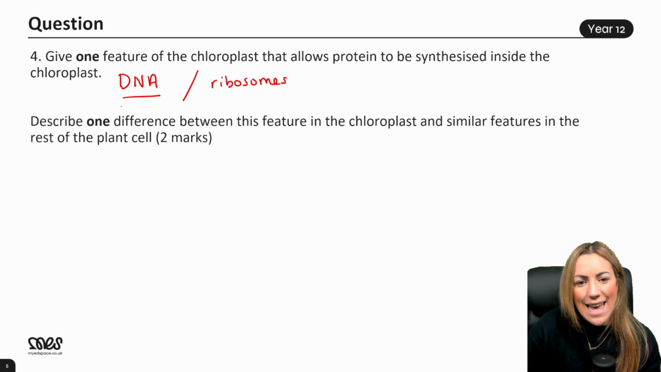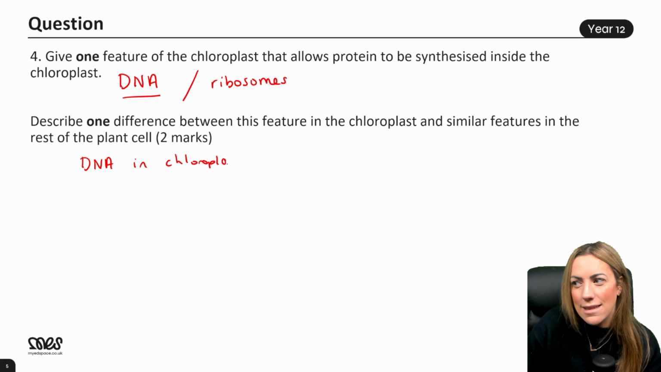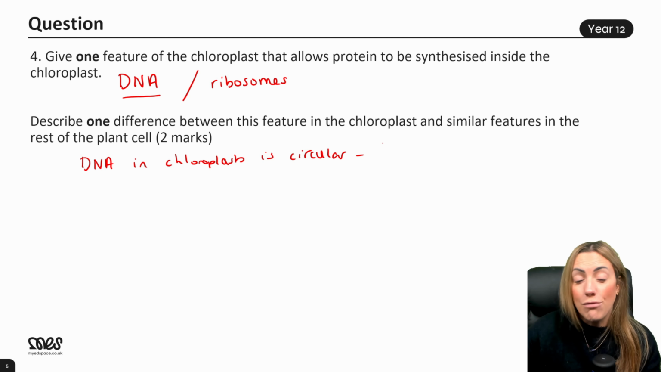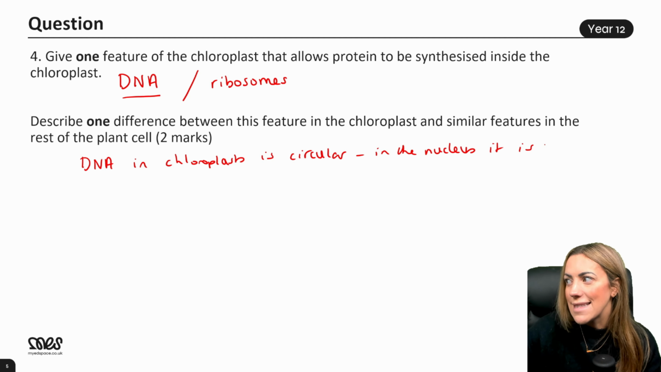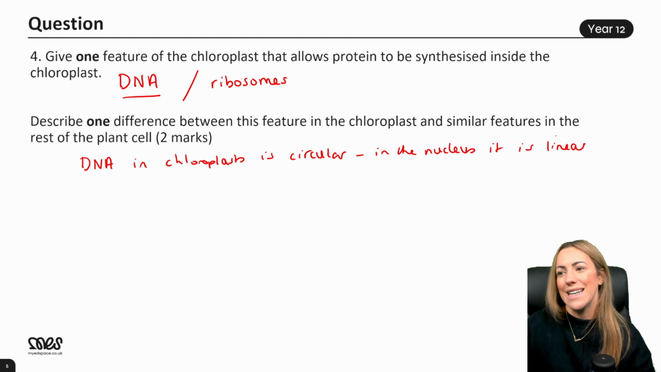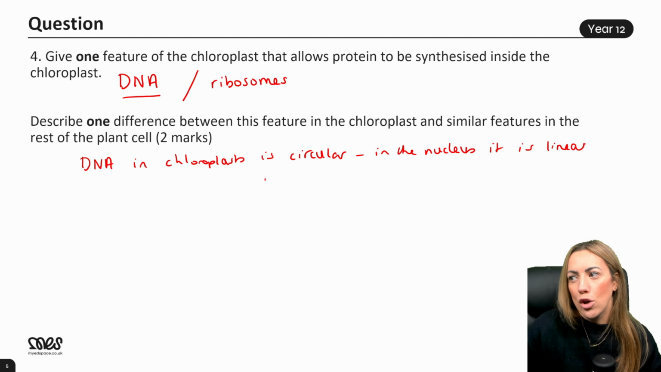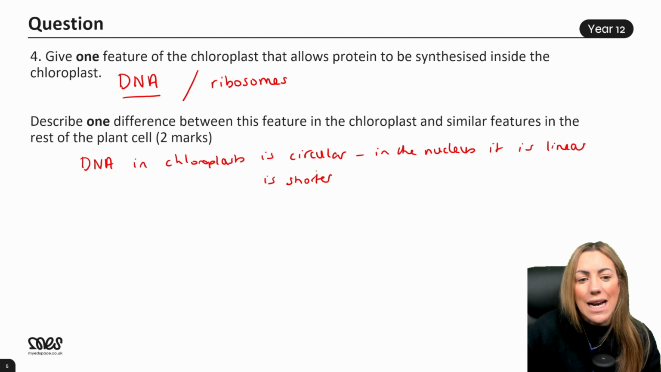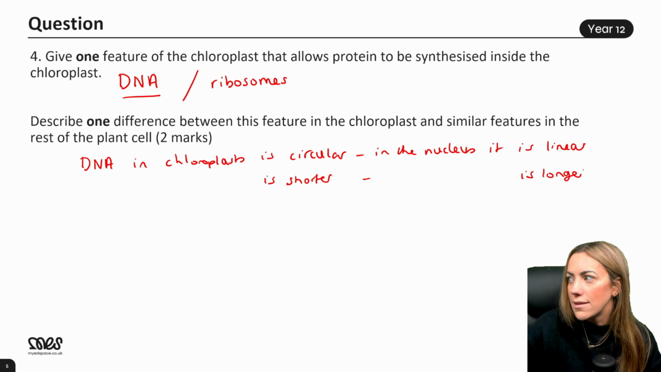So if you went for DNA in part 1, for part 2, you could say something like, DNA in chloroplasts is circular, but in the rest of the cell, so in the nucleus, it is linear because it's packaged into chromosomes, isn't it? So we describe it as linear. You could say DNA in chloroplasts is shorter or has fewer nucleotides, so there's less of it, whereas in the nucleus, it is longer. There's much more of it.